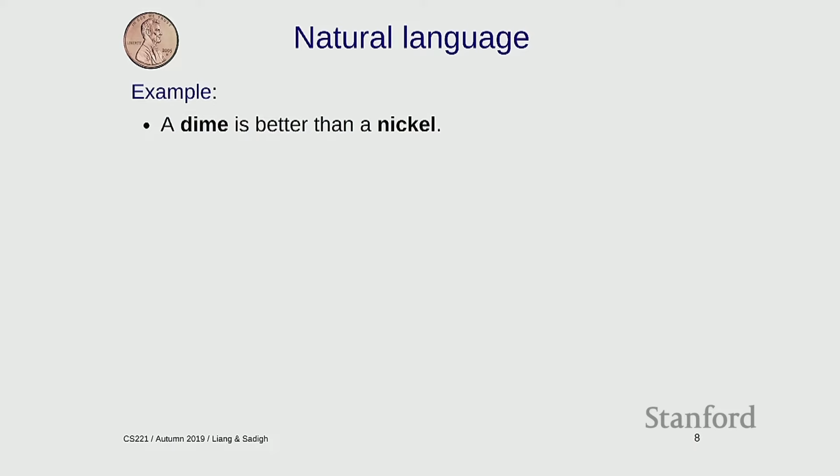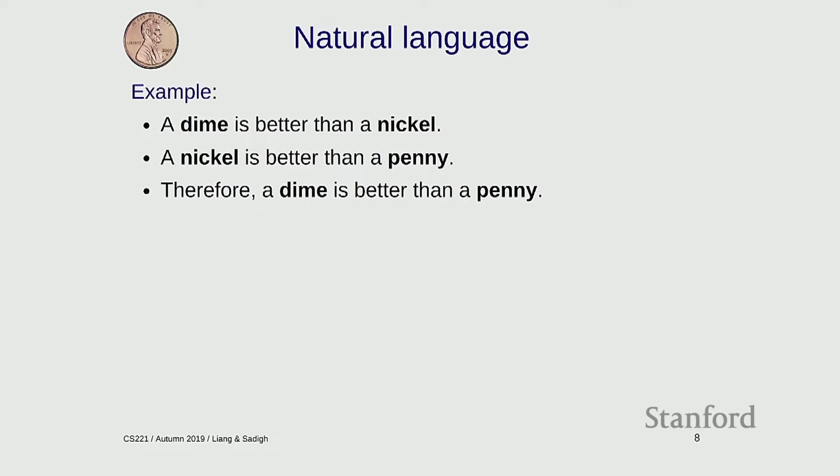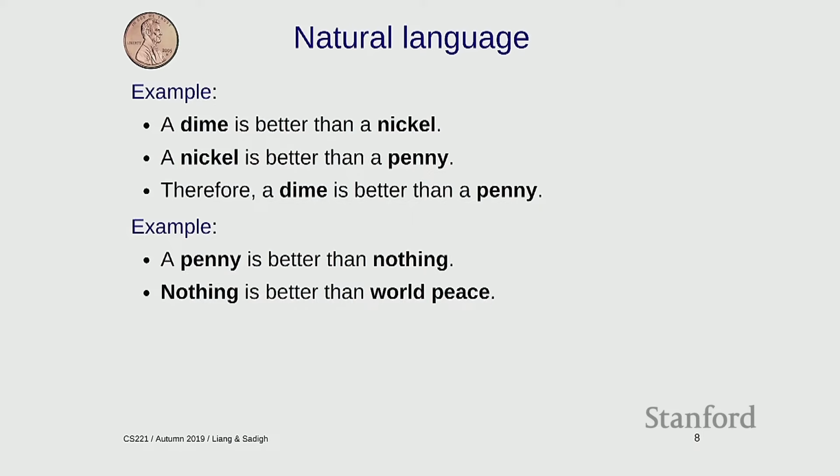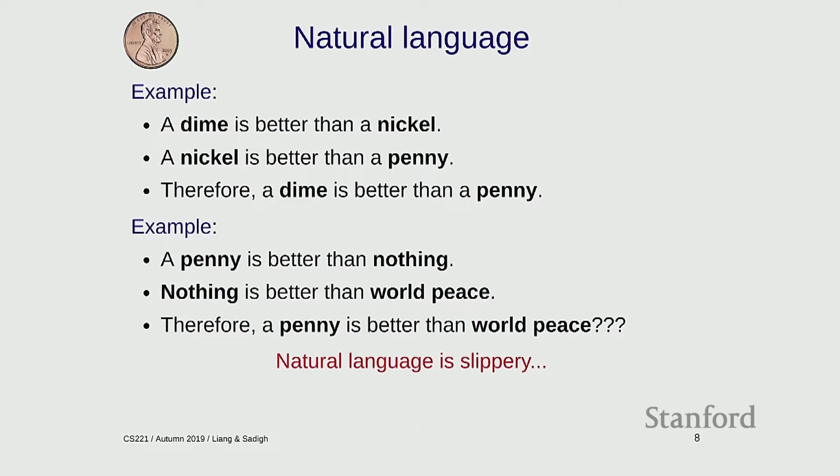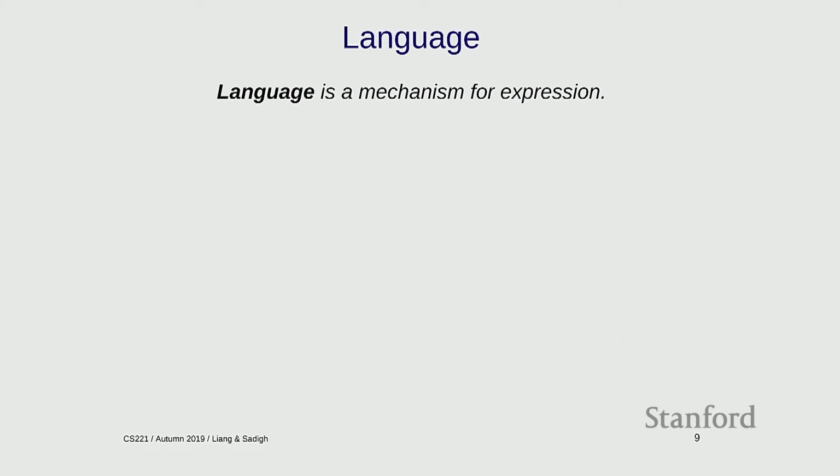So here's an example of how you can draw inferences using natural language. A dime is better than a nickel. A nickel is better than a penny. So therefore, a dime is better than a penny. This seems like pretty sound reasoning. So what about this example? A penny is better than nothing. Nothing is better than world peace. Therefore, a penny is better than world peace, right? Something clearly went wrong here. And this is because natural language is slippery. It's not very precise, which makes it very easy to make these mistakes.